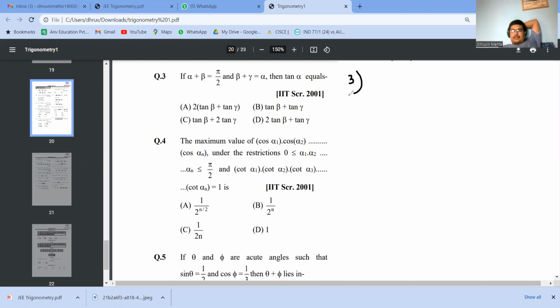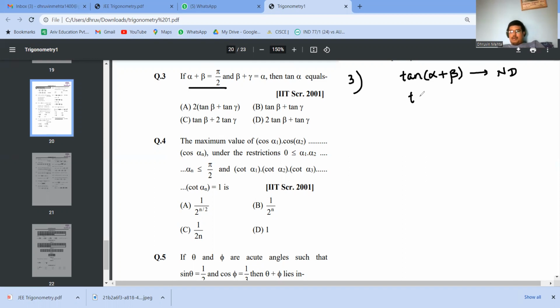Sir, alpha. Think about that. Let's do one thing, first let us solve this a little, Arush. See, if we have alpha plus beta equal to pi by 2, let me solve it a little. So tan of alpha plus beta is not defined, correct? If alpha plus beta is pi by 2, yes. Tan of alpha plus beta is not defined.